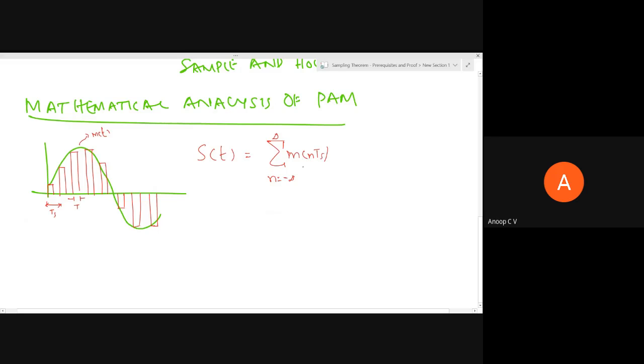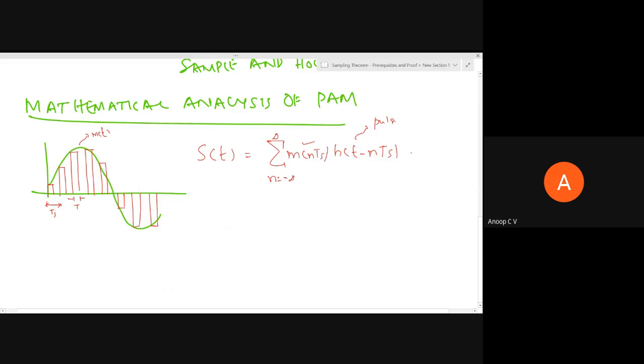This m of nTs is nothing but the value of m of t at time instance nTs, right? So n spans from minus infinity to infinity, times h of t minus nTs. So this h of t is actually a basic pulse. That pulse is being shifted to every nTs, and its amplitude is scaled by the instantaneous sampled value, depending upon the definition. I have written this mathematical expression. It's quite straightforward, and we have seen it before.